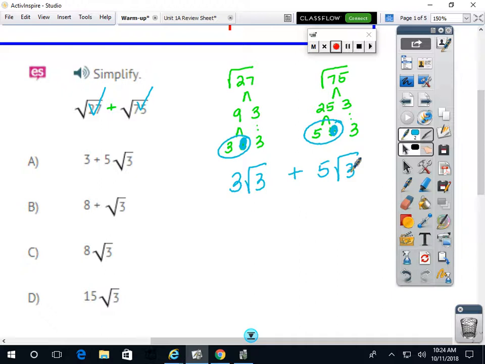They now match, but these are like terms, so you don't actually change the like term. You keep it the square root of 3. The only thing you actually add are the outside numbers, the coefficients, and 3 plus 5 is 8.